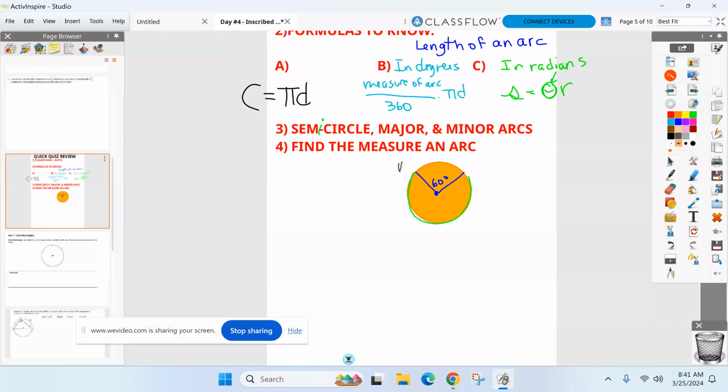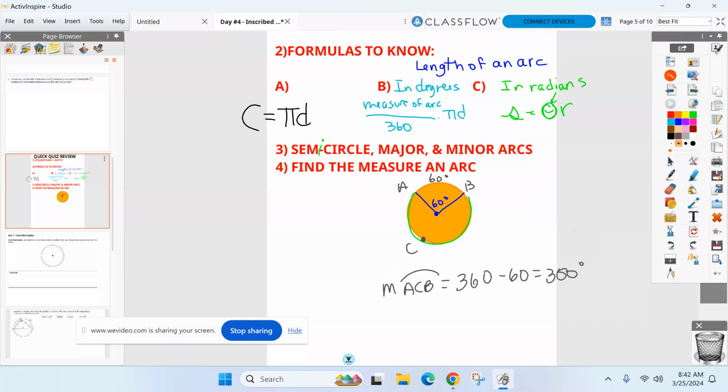Put some letters on here. A, B. I'll put a C there. So I'm looking for the measure of arc ACB, not the arc length, guys. So nothing to do with the formula, just how many degrees are in that arc. If that's 60, so is the arc measure, right? But I'm looking for the other one. So 360 minus that. So 300 degrees. So that's what we're looking for on the quiz tomorrow.